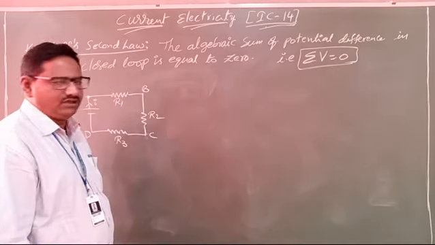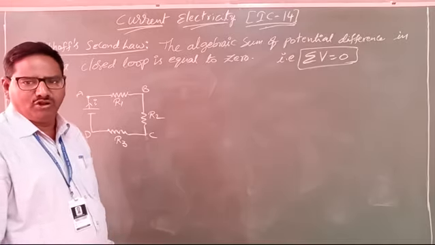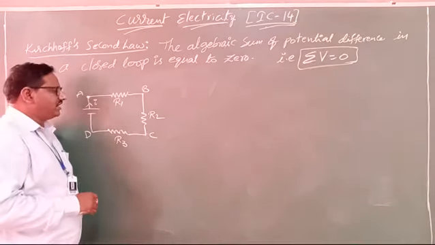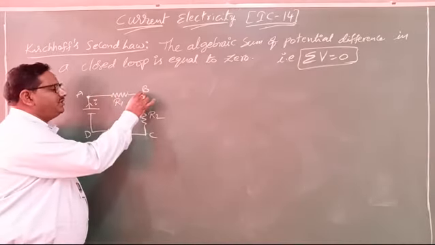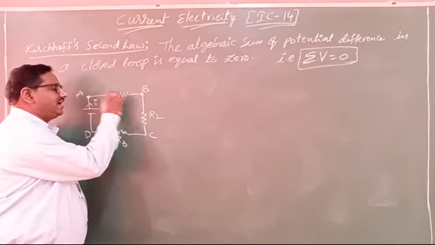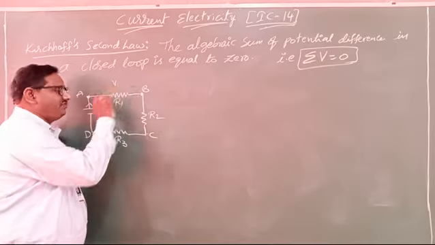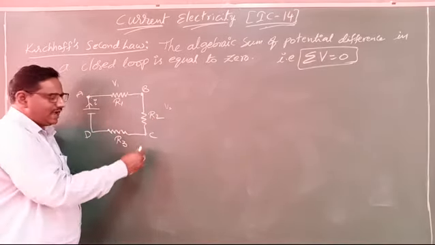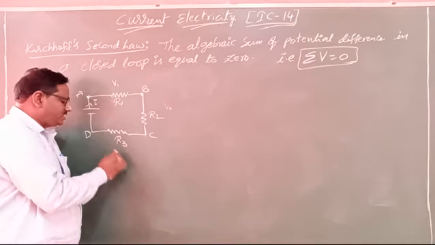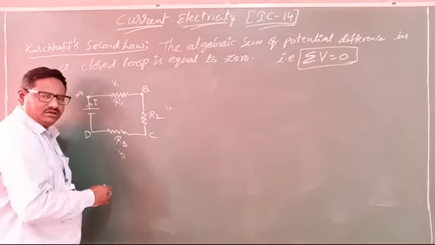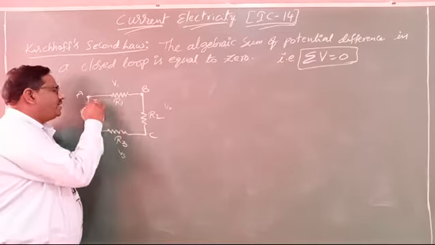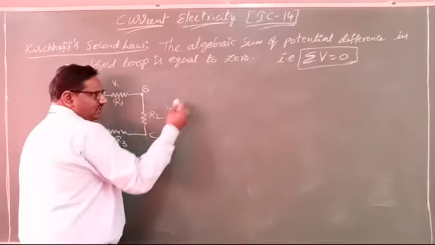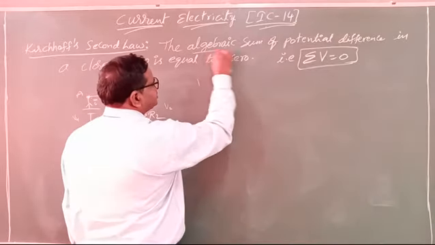For example, in a closed loop, suppose we consider one circuit. In this circuit, the potential difference across points AB is V1, across BC is V2, across CD is V3, and across DA is V4. If we take it like this, then what can you write? Algebraic sum.